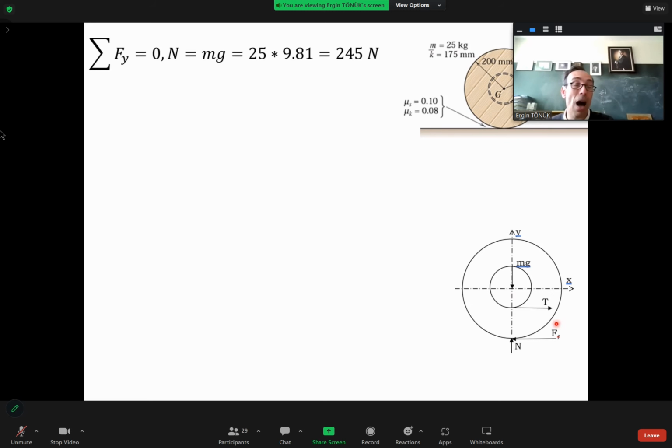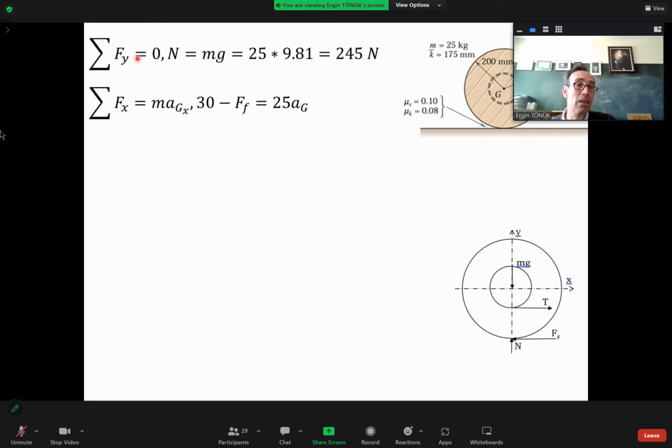So I don't know whether it's slipping or not, but I can write this. I can sum up the horizontal forces and equate it to the mass times the acceleration of the mass center. What do I have? I have the 30 newtons of T minus an unknown friction force is equal to 25 times the unknown acceleration of the mass center. So I have one equation, but two unknowns. I can't solve them.